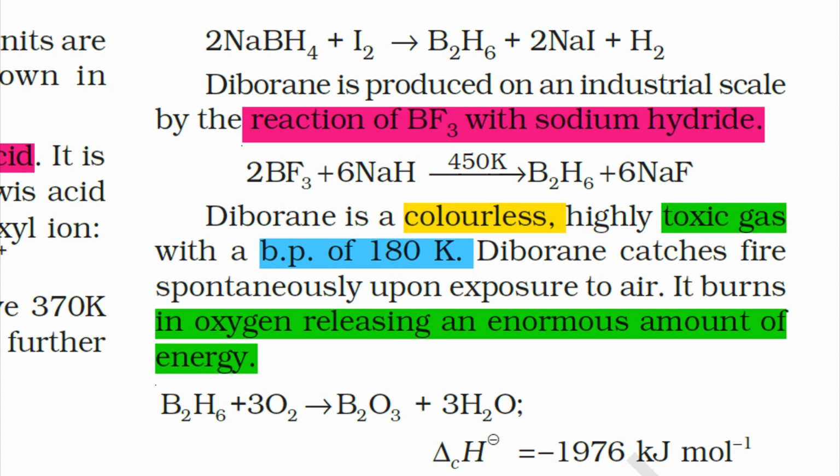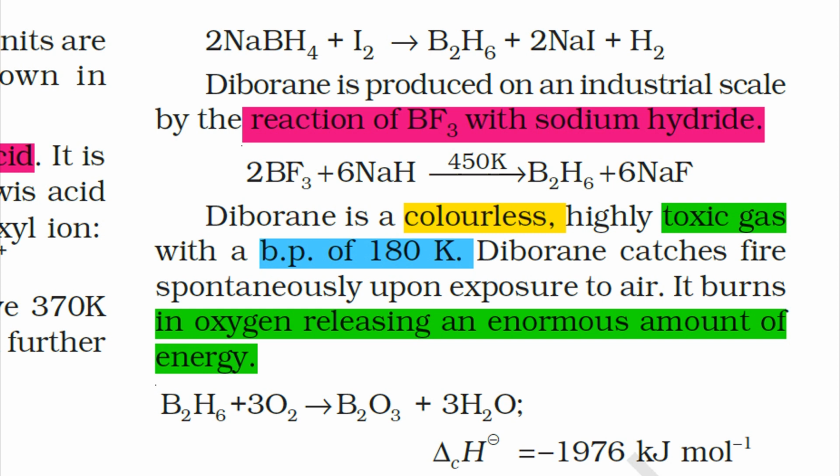The third preparation is the industrial method. By the reaction of BF3 with sodium hydride, it is prepared. So 2BF3 plus 6NaH at 450 Kelvin gives B2H6 plus 6NaF.